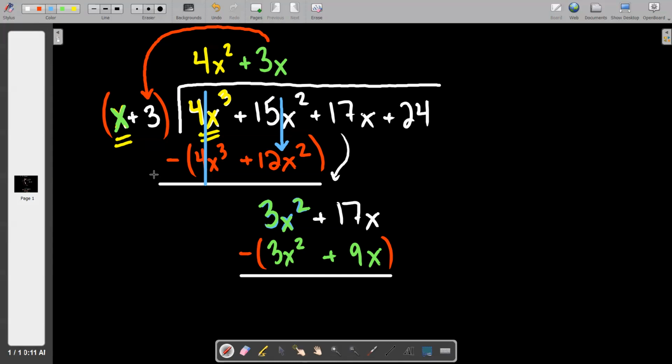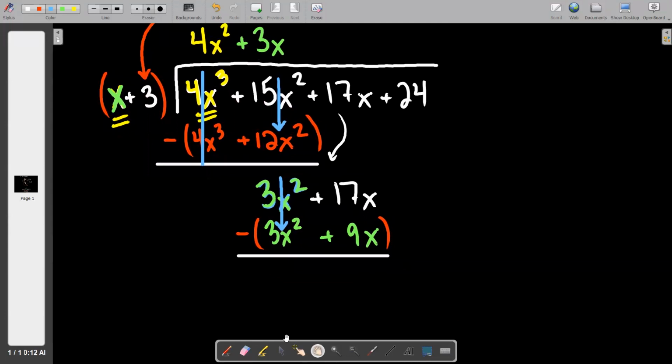Again, I'll use little blue lines. What is 3x squared minus 3x squared? 0. If that doesn't cancel, you have to ask yourself, what am I doing? I'm wasting time. The whole point is for that to cancel. It always has been. Now, what is the answer to this blue arrow? Very good, you guys. So that blue arrow right there is 17 minus 9, which is 8x. And then what do we do? Bring down the 24, and the algorithm is reset again.